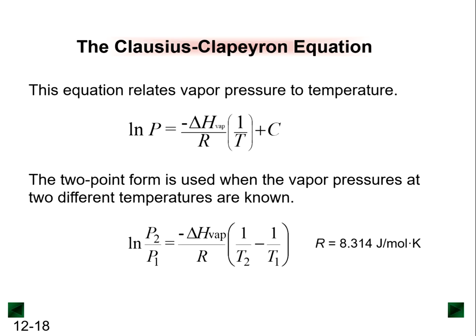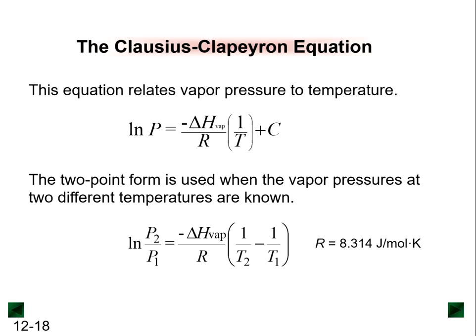If we do a 2-point version of this, we have an approximate expression where the natural log of P2 over P1 is minus the standard enthalpy of vaporization over R times (1 over T2 minus 1 over T1), where T2 and P2 represent the temperature, vapor pressure pair, and T1, P1 represent a different temperature, vapor pressure pair.